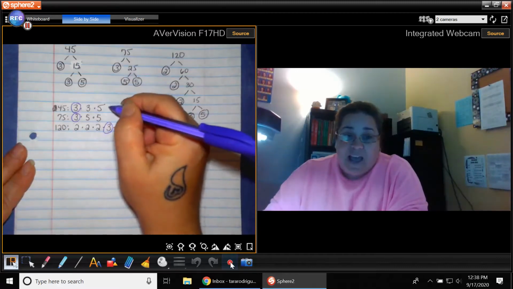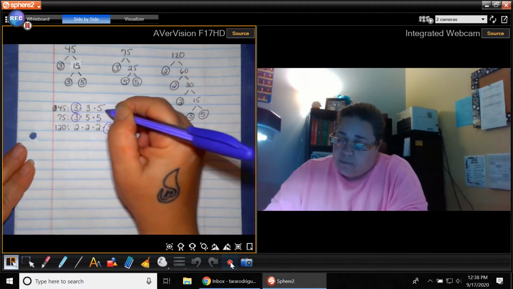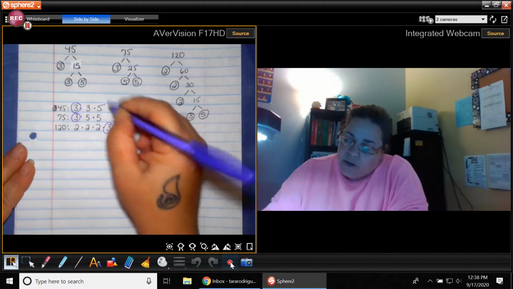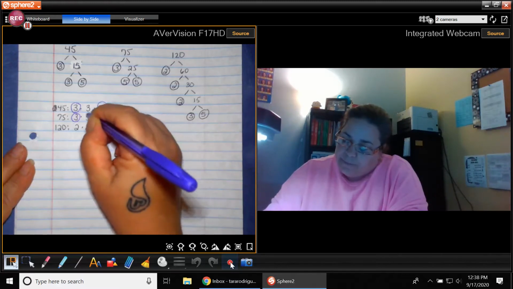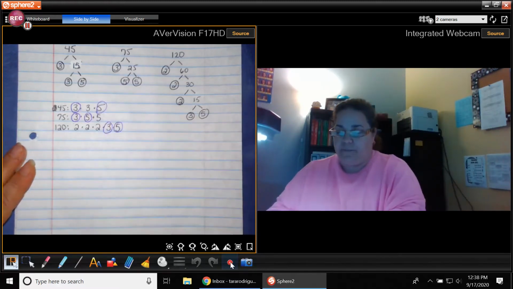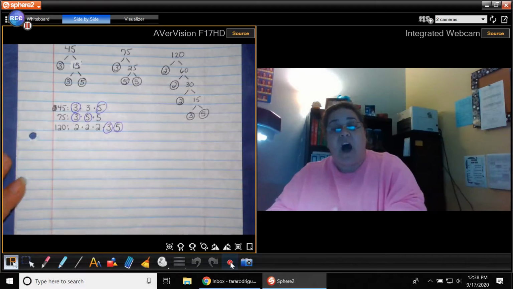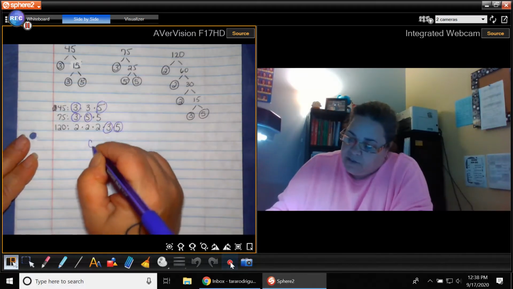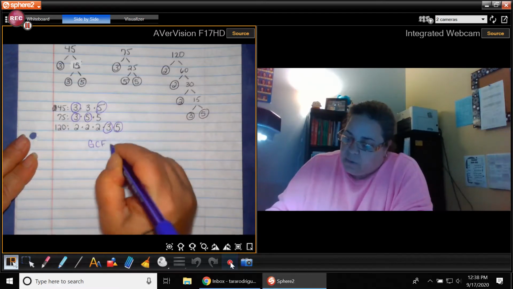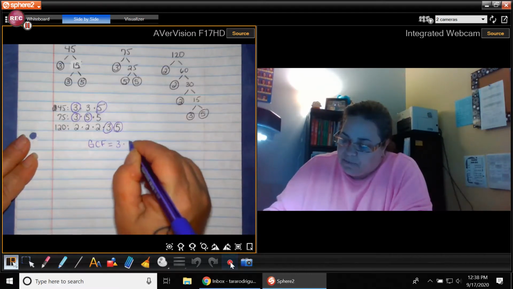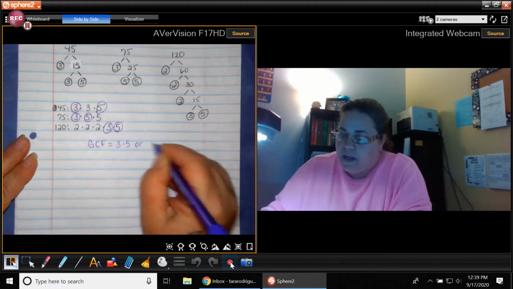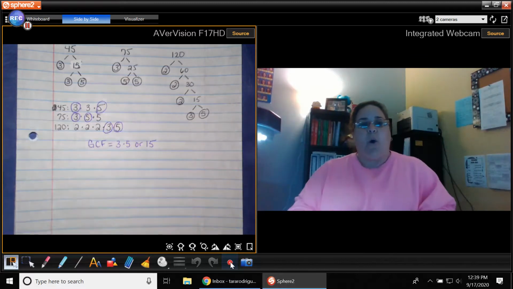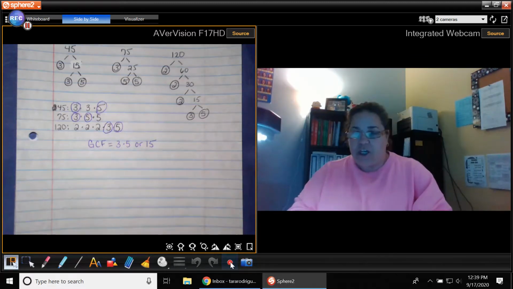For 45, I have a 5, so I look at the 75, I have that, and then I have a 5 there. So I circle a 5 for each of them. Okay, so that means my common factors are going to be GCF equals 3 times 5, or the right way would be 15. Okay, hopefully you came up with the same numbers.